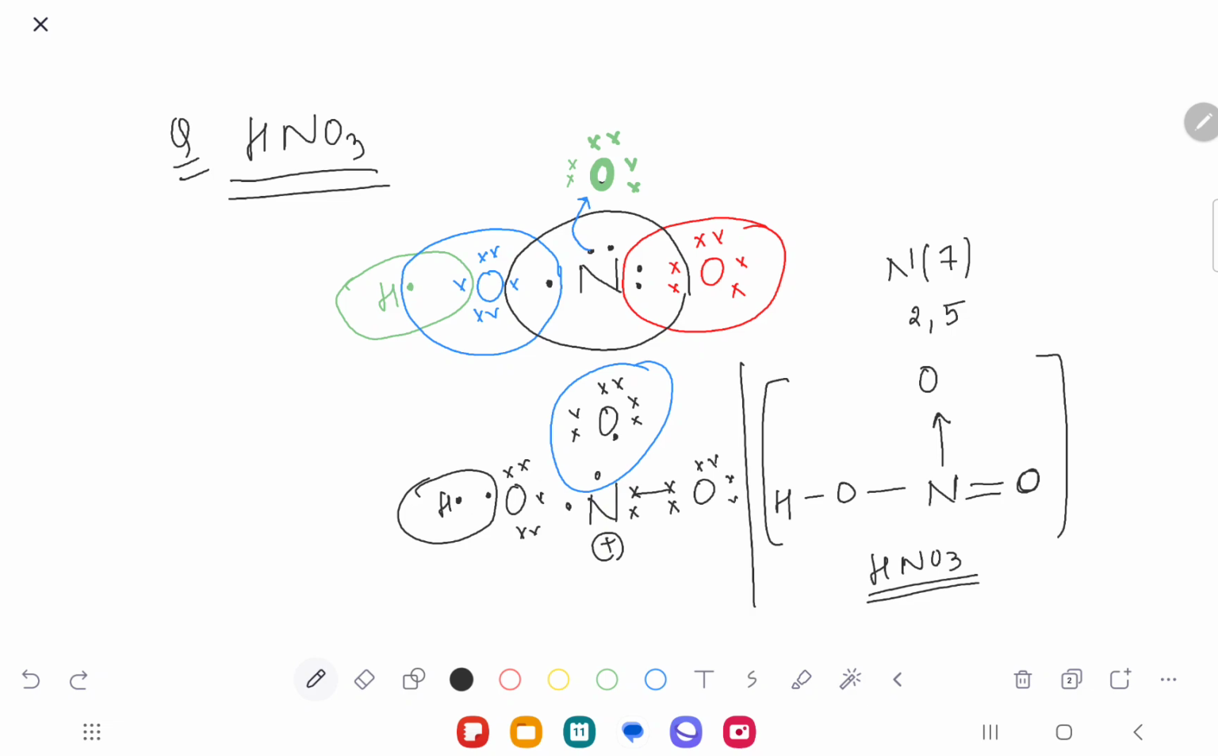And now if I ask you to explain what kind of bonds it has, you will say one coordinate bond, one double bond, and three single bonds: one, two, and three, and one double bond.